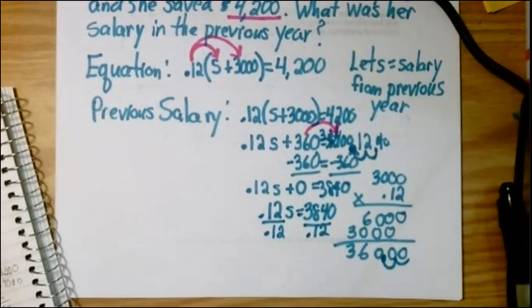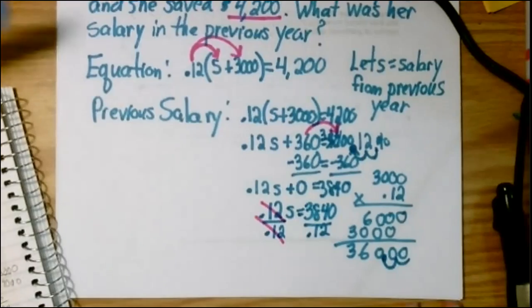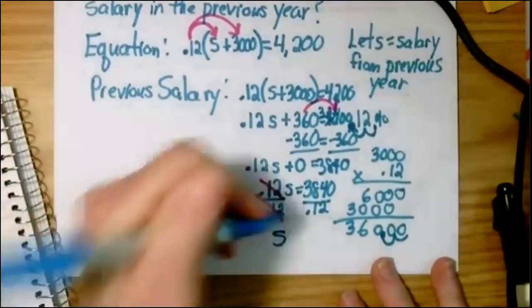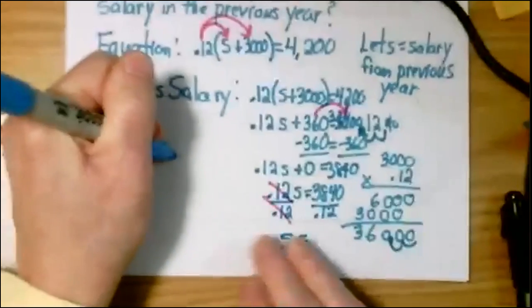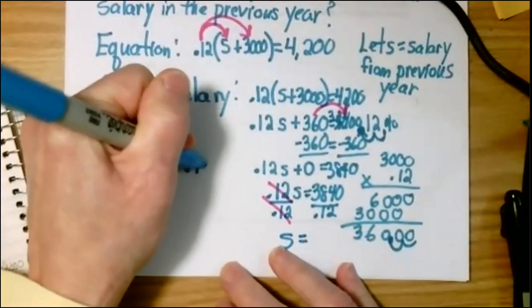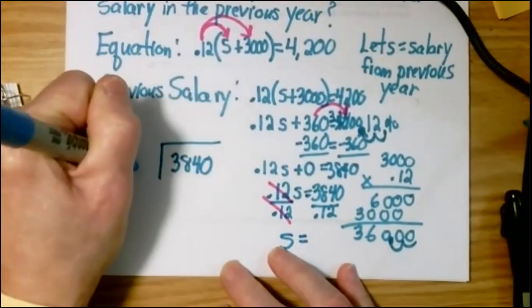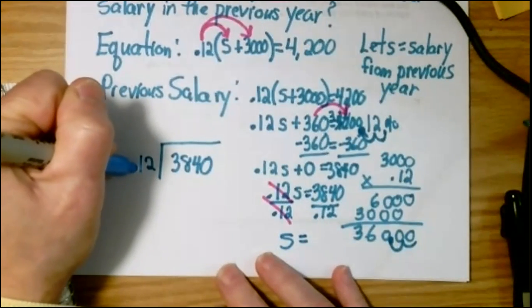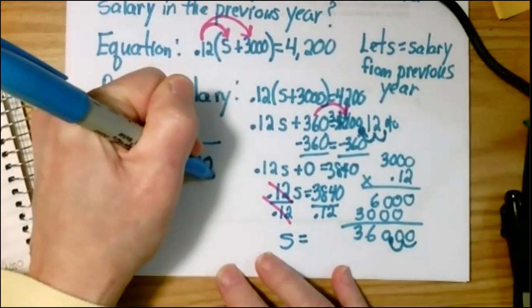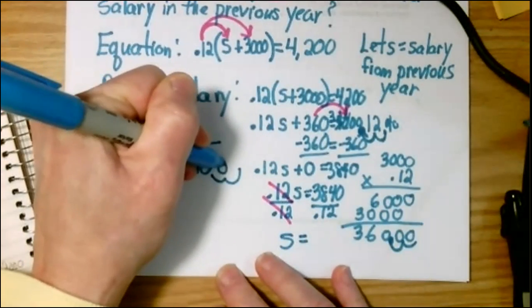These 0.12s will cross off, leaving me just with S equals, and then you could take your calculator and do 3840 divided by 0.12, or if you'd like to do math like me, you can do it long division wise. I have a decimal on the outside, I move 2 over. That means I need to move 2 over here.